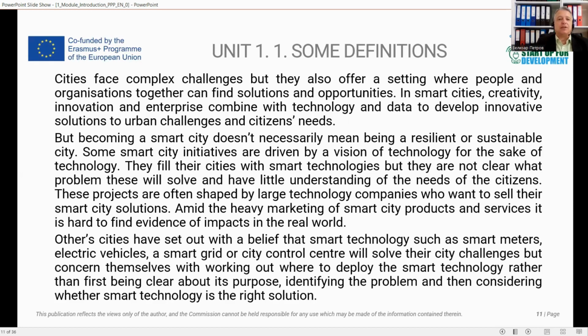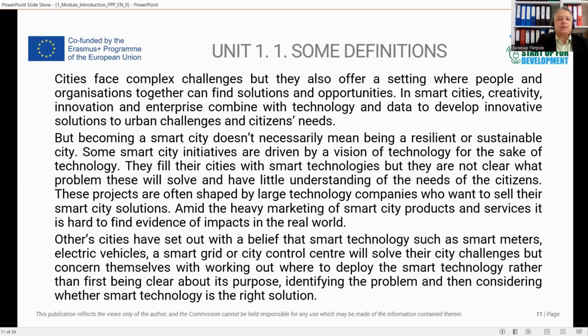Some smart city initiatives are driven by a vision of technology for the sake of technology. They fill their cities with smart technologies, but they are not clear what problem this will solve and have little understanding of the needs of the citizens. These projects are often shaped by large technology companies who want to sell their smart city solutions. Amid the heavy marketing of smart city products and services, it is hard to find evidence of impacts in the real world.